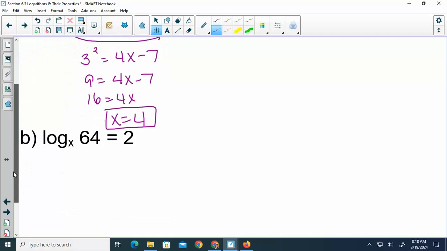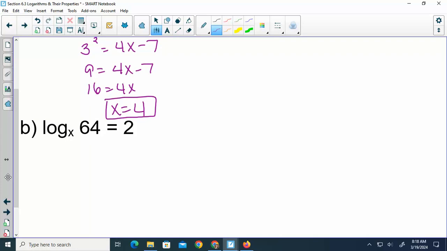B. x squared, log base x of 64 equals 2. So if I write that as an exponential, what would I write? Yep, the same thing I started to say. How do you get rid of a square? When you add a square root, what else do you need? So we get positive and negative 8.